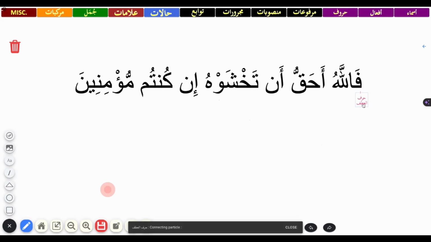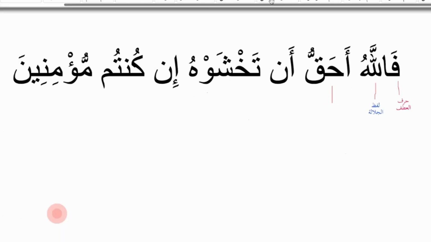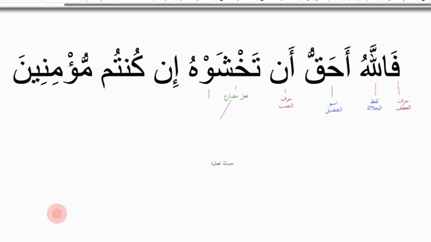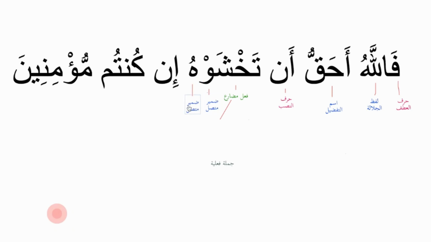So fa is حرف العطف. The word Allah is لفظ الجلالة. أحق is اسم التفضيل. أن is حرف النسب. تخشوا is فعل مضارع present tense verb, and the who is ضمير متصل attached pronoun. إن is حرف الشرط. كنتم is فعل ماضي past tense verb. مؤمنين, that is a اسم فاعل.